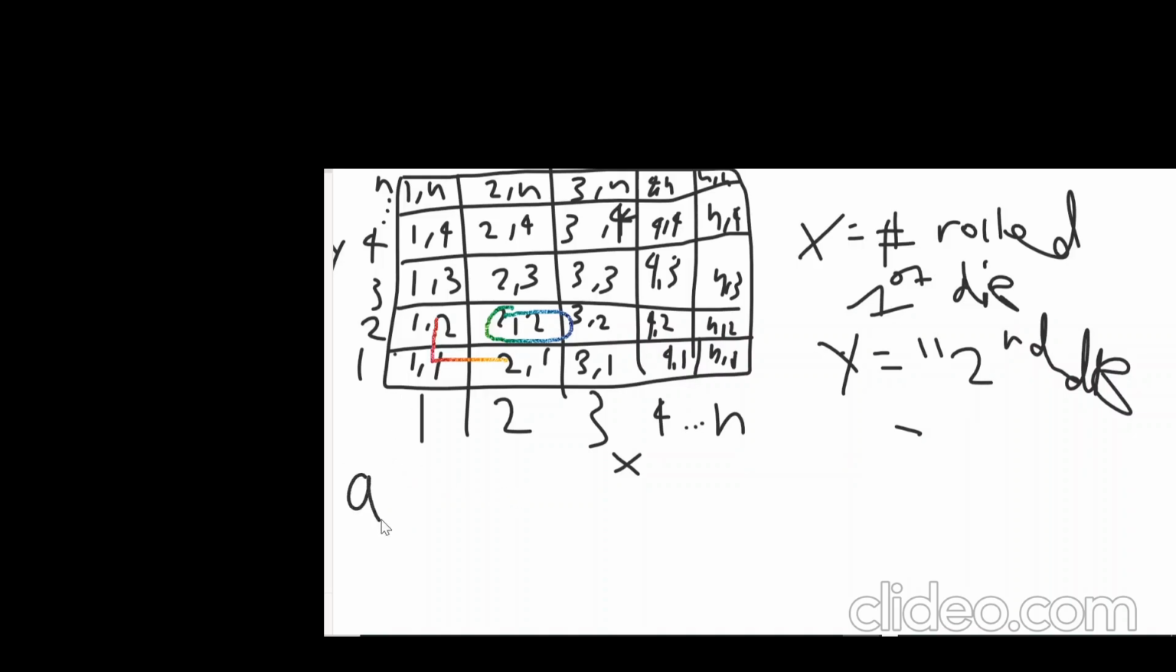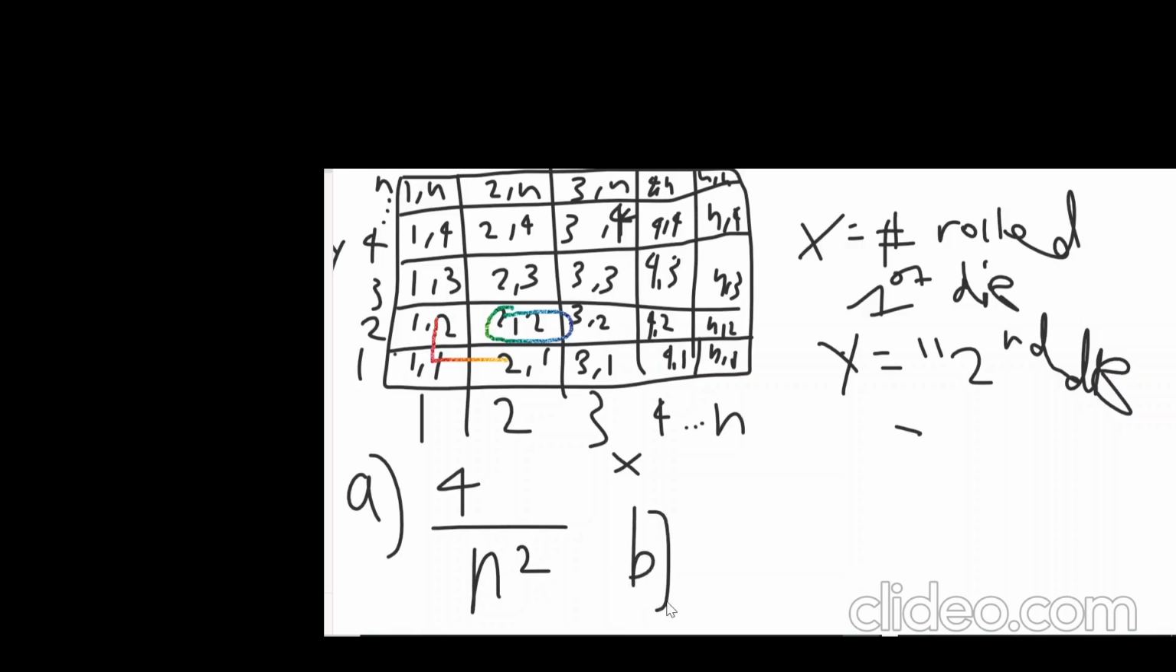So for part A, we know there are 4 valid squares in our grid, so that's 4 as our numerator, and then we divide by however many squares there are in total. It's an n by n grid, so it's 4 divided by n squared. I hope that made sense.